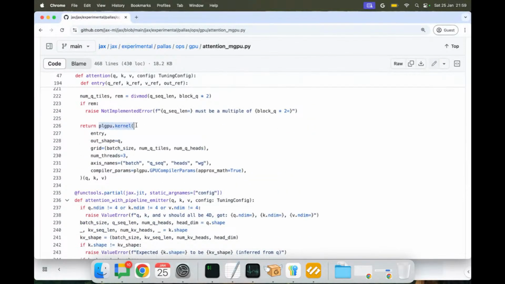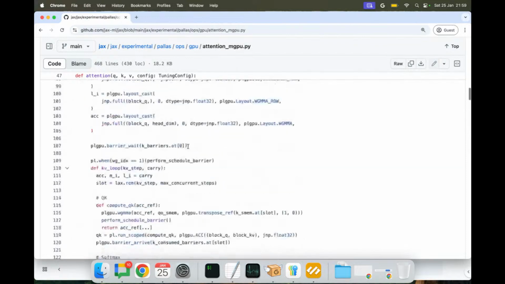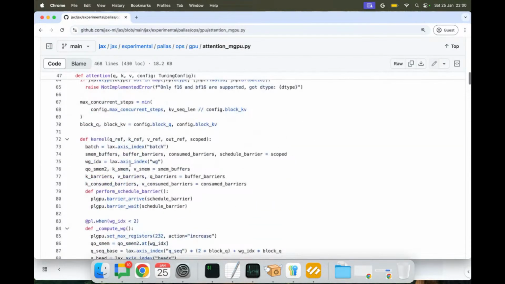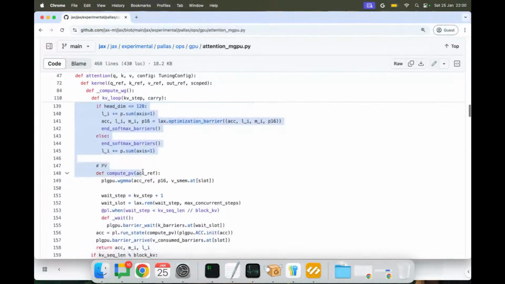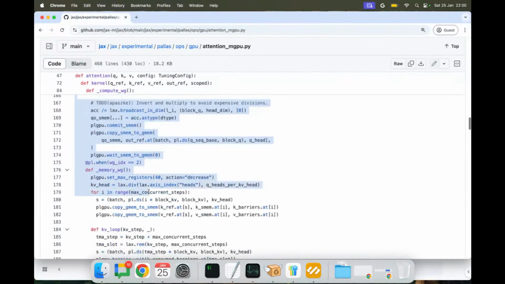Here, as you use the PL/GPU kernel, the only thing we have changed is that we said num threads 3. What this means is that each one of those programs along this grid will have 3 threads inside. You can see we specified the fourth axis name, which here I have called warp groups because each Mosaic GPU thread is a warp group. Then we can query inside the kernel which warp group we are. Essentially the whole kernel is wrapped in 2 conditionals. One begins here, and we select the first 2 warp groups, which will be doing the compute. This is the bulk of the kernel. It ends here.